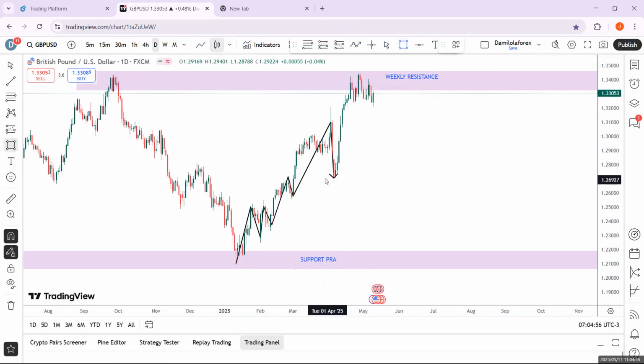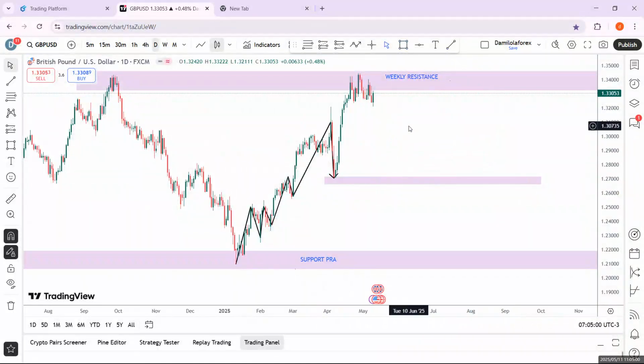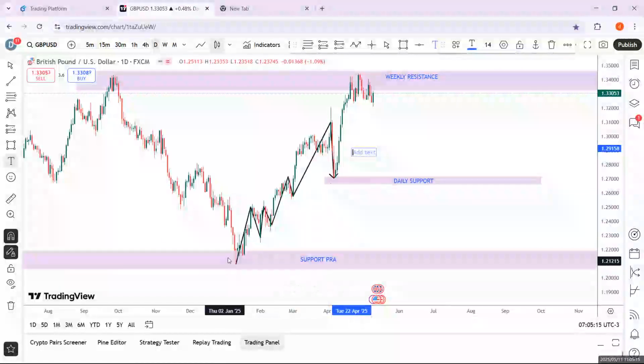So this means that this level right here is now the last higher low currently within the confines of structure. So right here, I'm going to tag it as daily support, within structure circle. That means all of these small structures here and this big structure right here, the low point is the daily support.